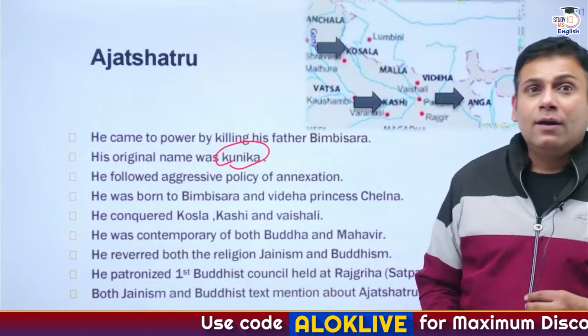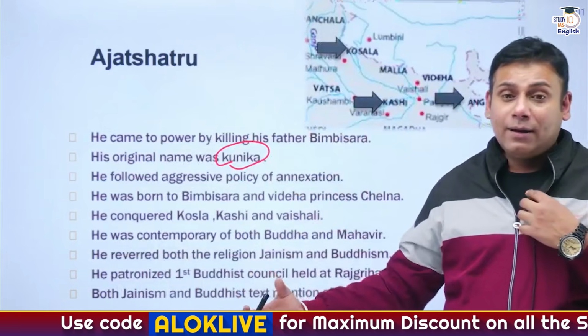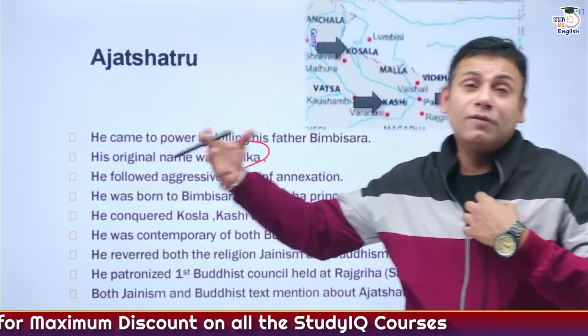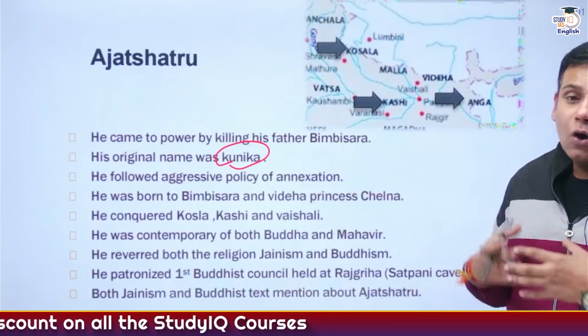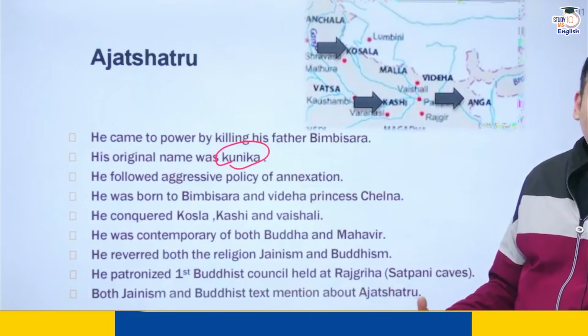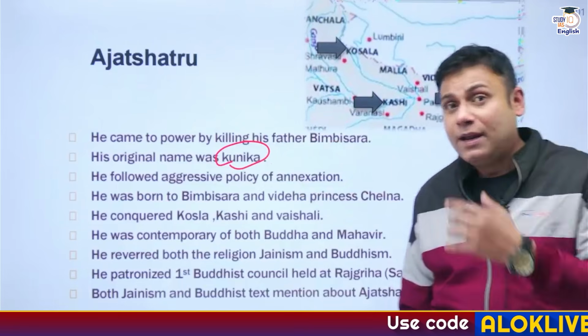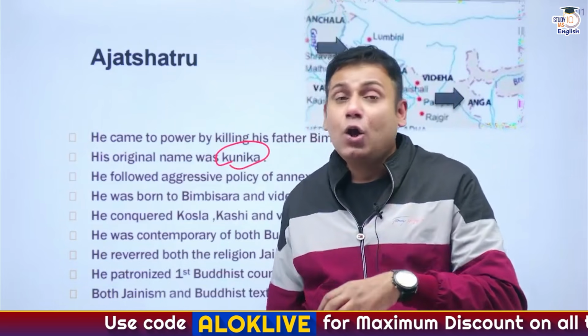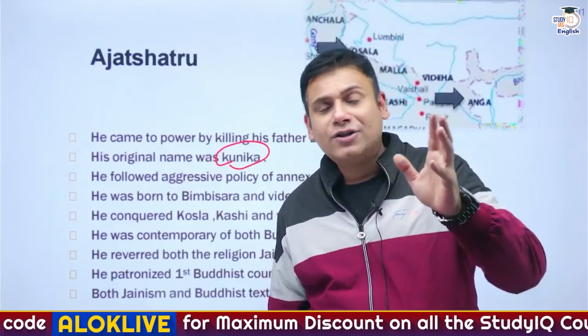In fact, he attacked all the neighboring kingdoms. He attacked the kingdoms of his mothers, his maternal places. Like he conquered the region of Kosala, he conquered the region of Vaishali, Lichavi, and so on. It is believed that both Lord Buddha and Vardhaman Mahavirji were contemporary to Ajatashatru.